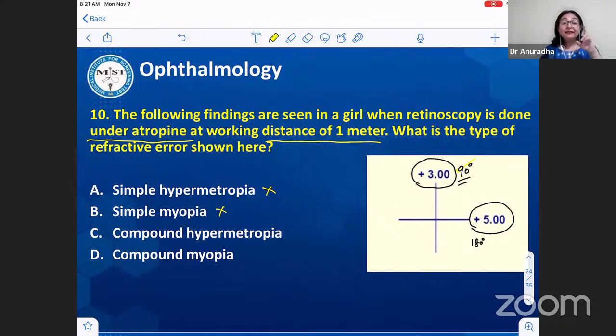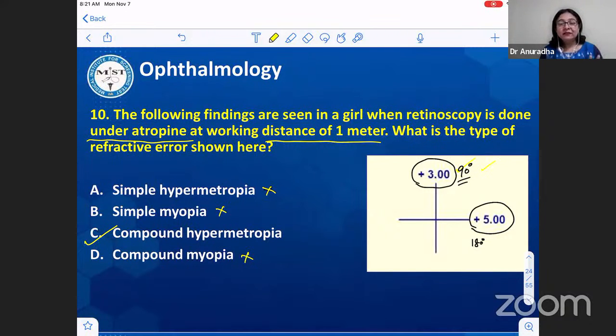Compound hypermetropia? Yes. Compound means hypermetropia corrected by plus lens, and the power is not the same at all axes. Yes, because here at 90-degree, the power is +3, and at 180-degree, the power is +5. It is not the same. So this is my answer here. Compound myopia, no, again, because of the same reason, it is neutralized by the plus lens. Yes, compound hypermetropia is the right answer. So if the power is different at different axes, then it becomes compound.